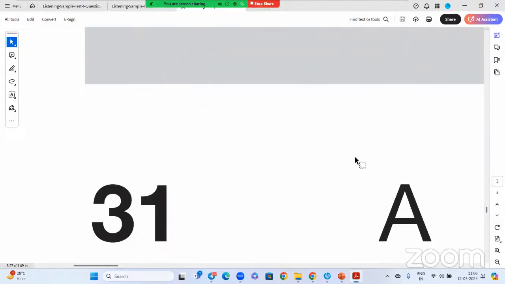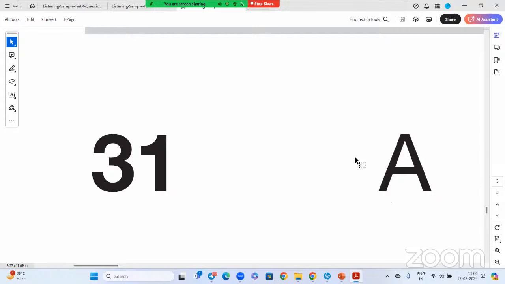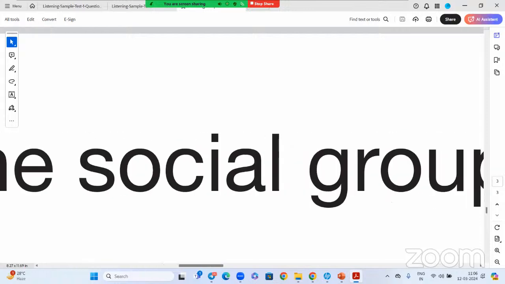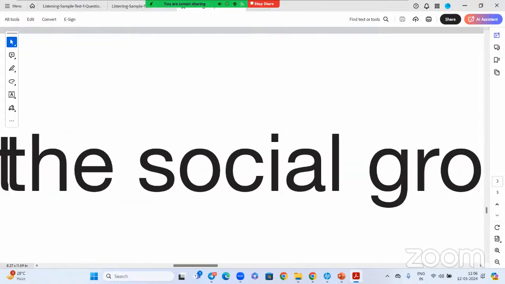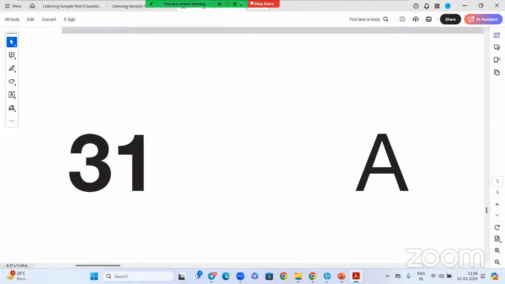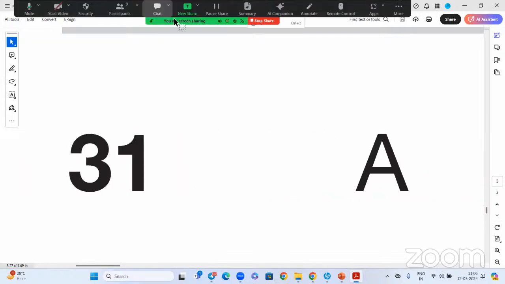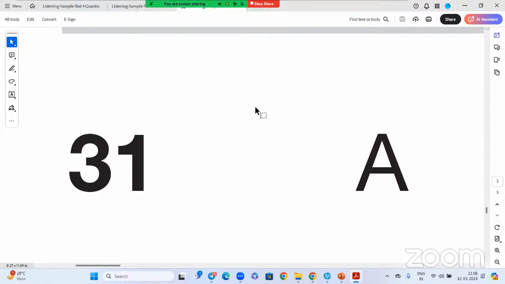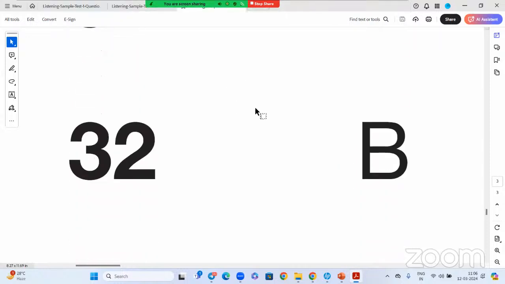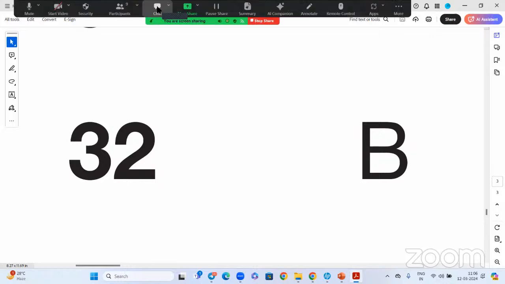Now we are going to part C. First one is A. What is A? Because of the social groups it mainly affects. 31 is A. Now 32, let us check your answer whether it is correct or not. 32 is B.